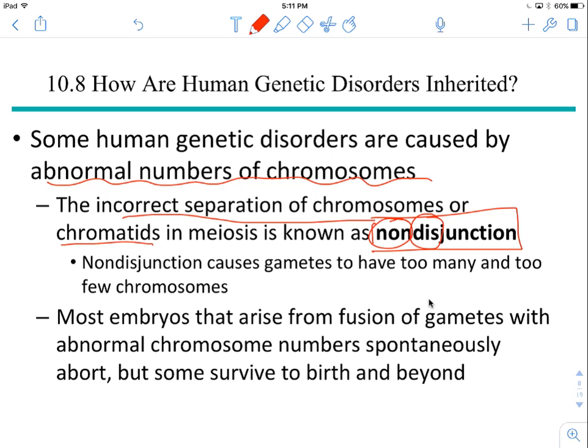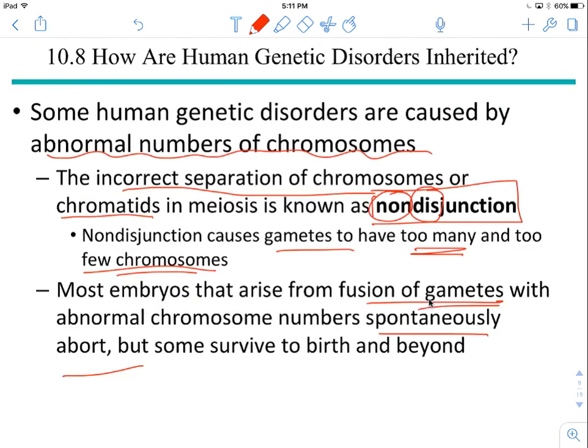And that gives you extra copies of chromosomes. So you'll have some gametes with too many copies of a chromosome, and some gametes with too few copies of chromosomes, or none at all. Most embryos that arise from fusion of these gametes, the gametes are fine. But fusion of gametes, most of them spontaneously abort, but some survive to birth and beyond.